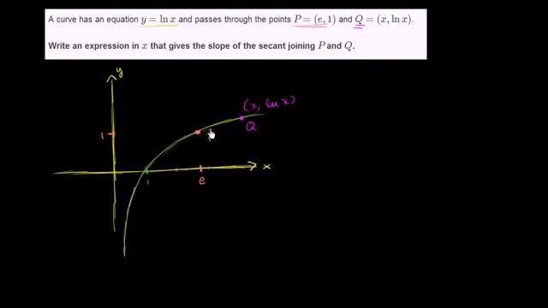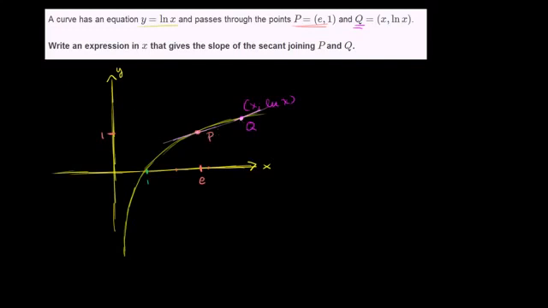I want to try to make it so it doesn't look tangent, so it's secant. So you see it cuts through the curve. So that's the secant line right over there. It intersects the curve at P and at Q. So I want to find the slope of that secant line. Well, to find the slope of the secant line, I just need to find the change in y and the change in x between these two points.